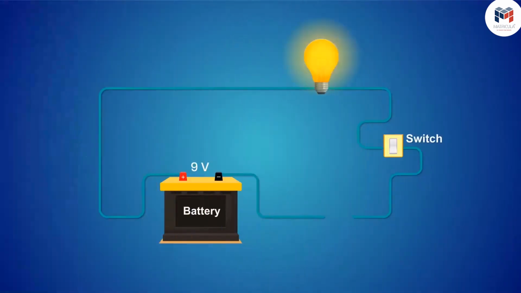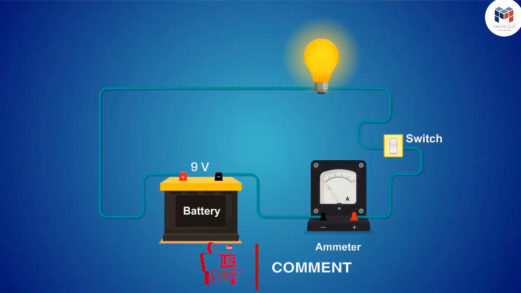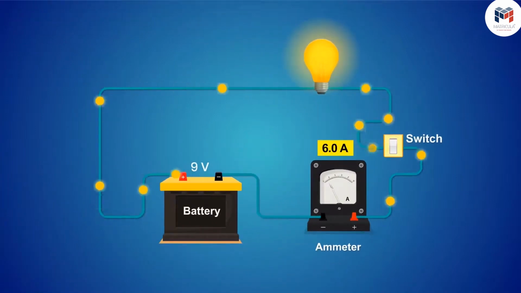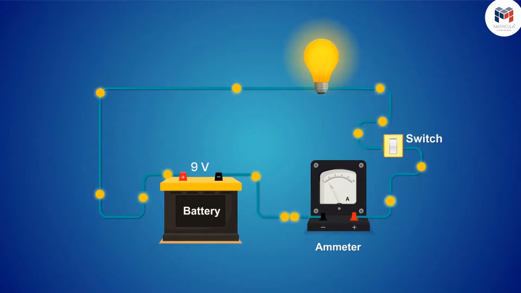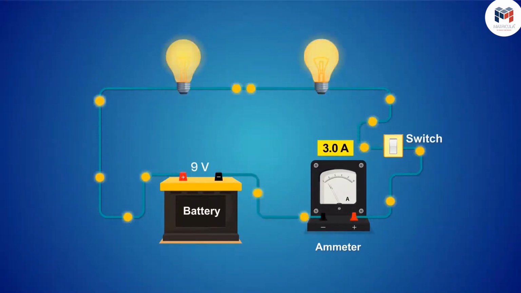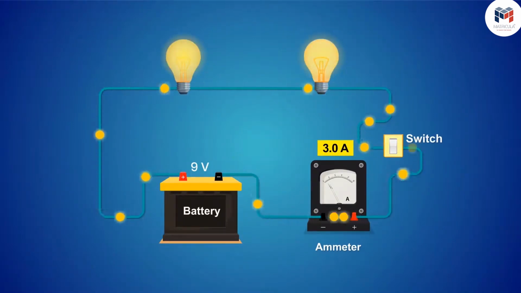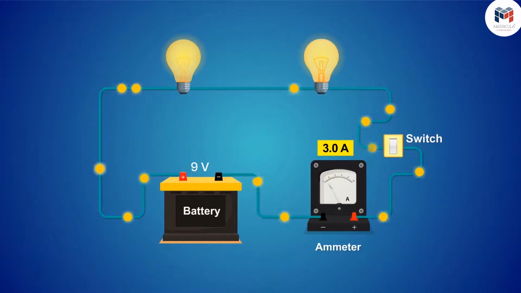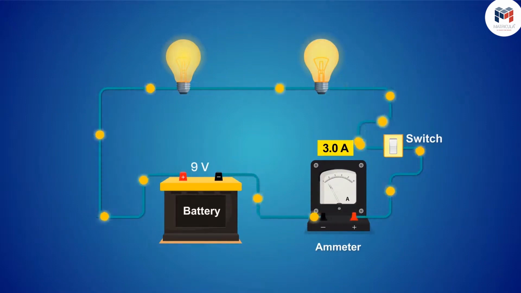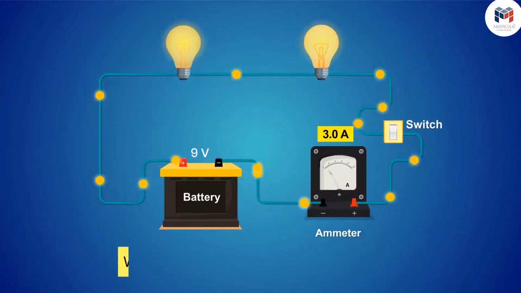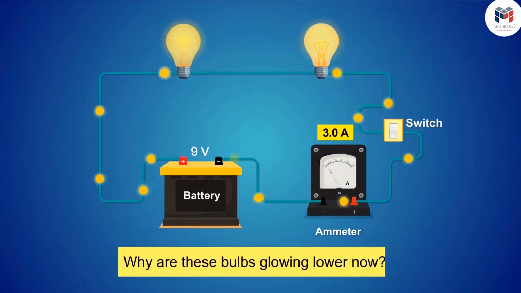Let's take a circuit. If an ammeter is placed in the circuit and the switch is turned on, then we will get the value of electric current in the circuit. If one more bulb is added in series here, then the way the first bulb was glowing earlier is not glowing in that way, but both the bulbs are glowing equally lesser than the former case. Hence, the value of the electric current has also decreased, but the same current is flowing in both of the bulbs. Then why are these bulbs glowing lower now?